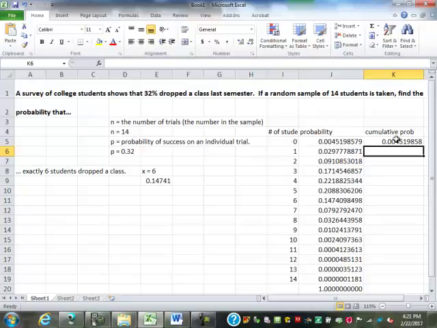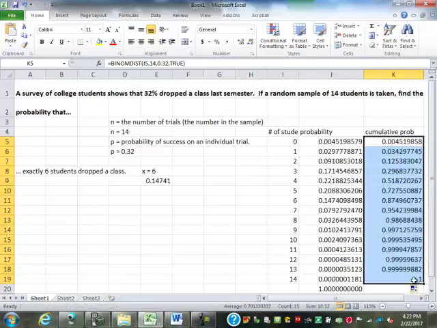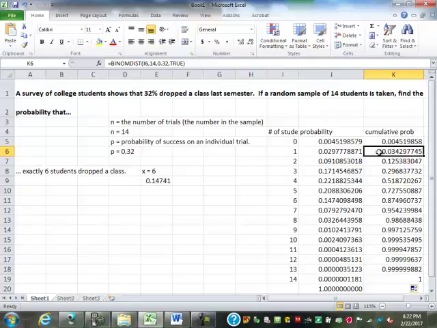to that number. Now notice for 0, the probability stays the same because there's nothing else less than 0, so there's nothing else that would be added to it. But as we pull this down, you'll see this probability is the 0 plus the 1 added together. This is 0, 1, and 2 added together. This is 0, 1, 2, and 3 added together. And you'll notice the probability of 14, well, that has to be 1 because less than or equal to 14 includes every possibility. So that has to add up to 1.